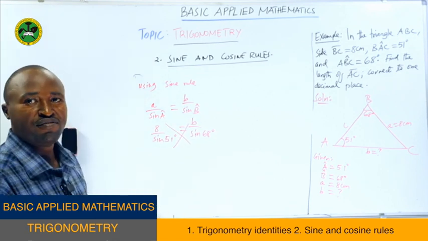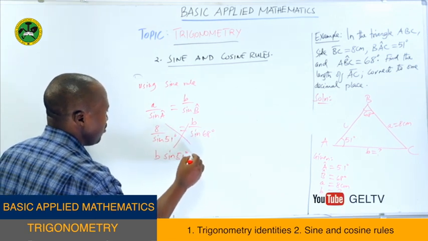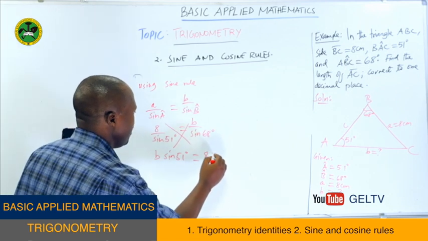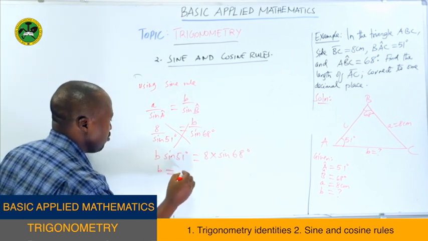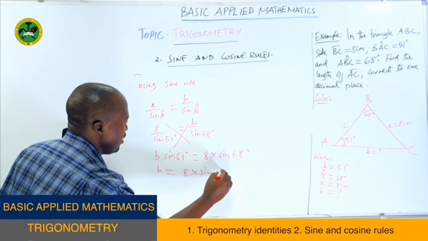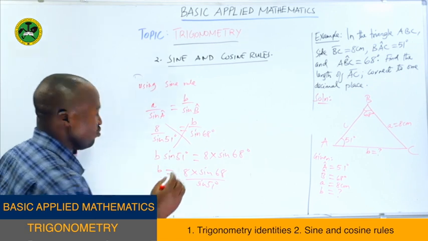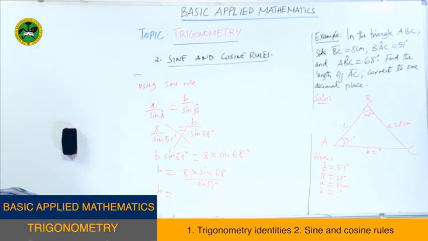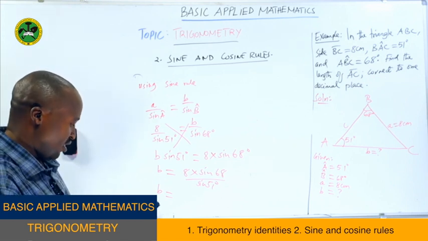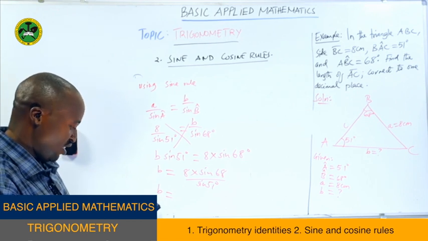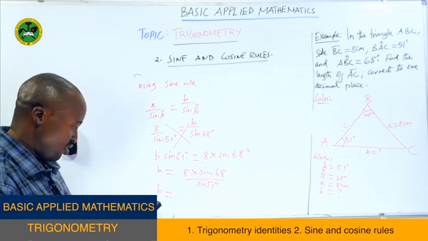So we are going to have B sine 51 is equal to 8 times sine 68. So B will be equal to 8 times sine 68 over sine 51. So B is equal to, then my dear student, use your scientific calculator to get the answer. Here we have 8 times sine of 68 divided by sine 51.